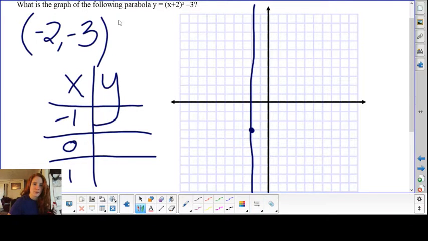Okay, so let's go ahead and plug in the negative 1. Negative 1 plus 2 is 1. 1 squared is 1, and 1 minus 3 is negative 2. 0 plus 2 is 2. 2 squared is 4. 4 minus 3 is 1. And 1 plus 2 is 3. 3 squared is 9. 9 minus 3 is 6. So I have negative 1, negative 2, 0, 1, and 1, 6.